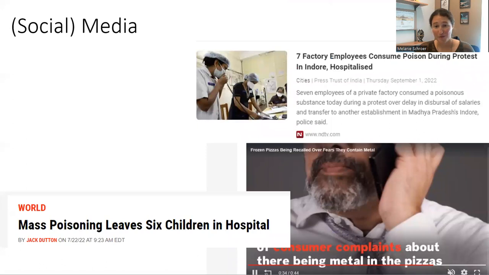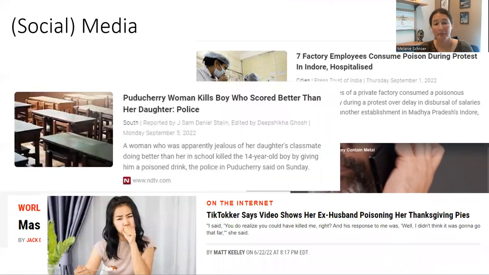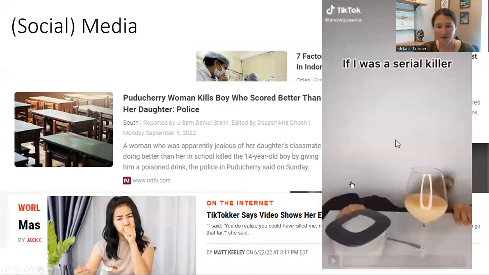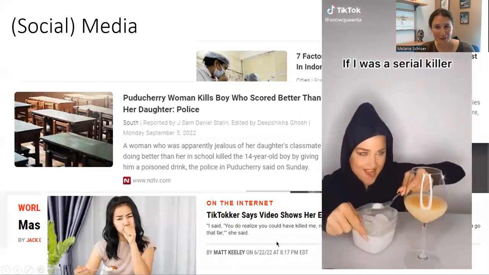Sometimes poisons can be used for some type of protest, some sort of social statement. We see our peers or individuals on social media experiencing poisons as well. And in this case, a woman killed a boy who was in competition with her daughter. So lots of poisoning stories are in the news. And of course, sometimes we are exposed to poisons in kind of a silly way as well.